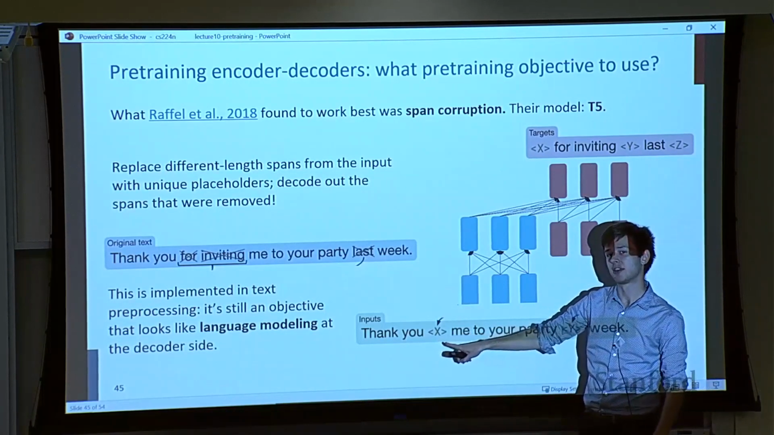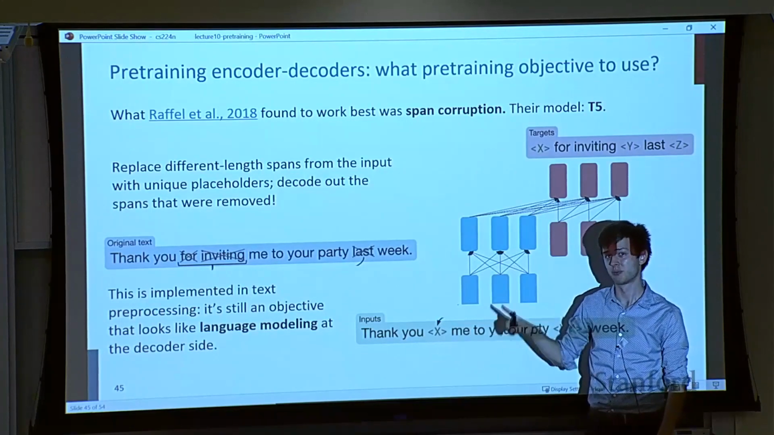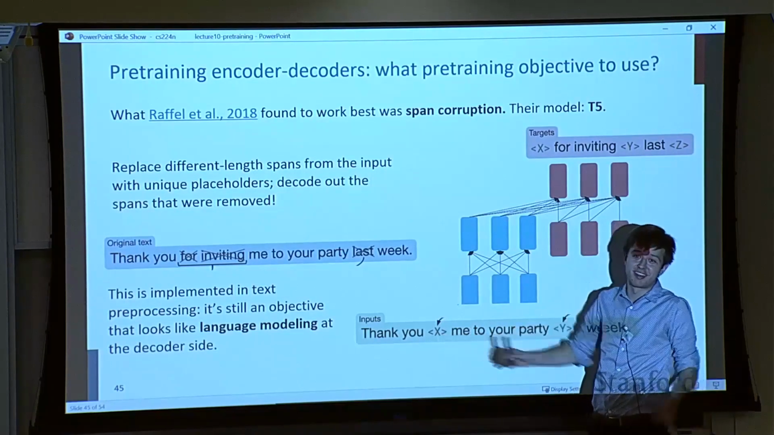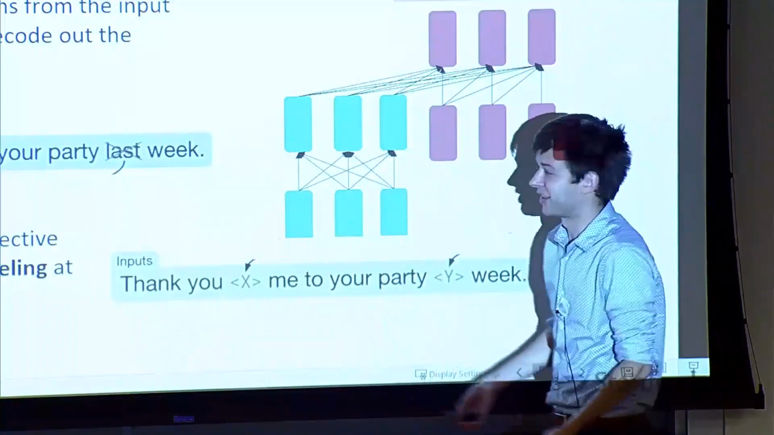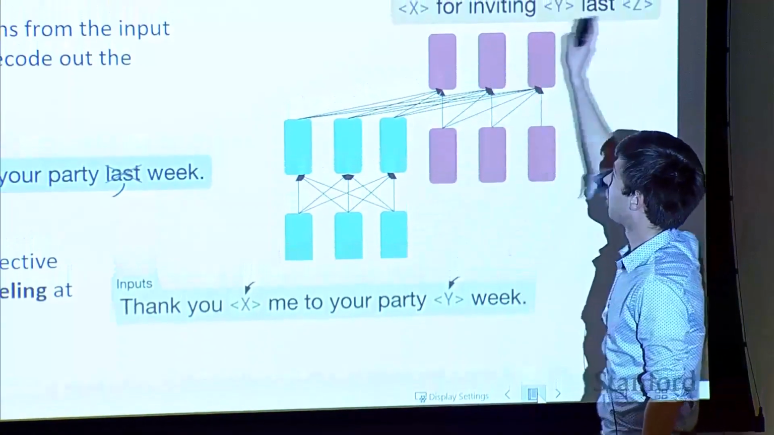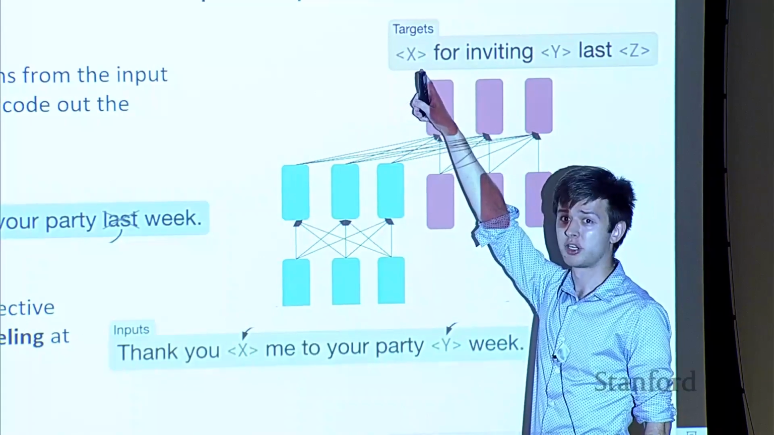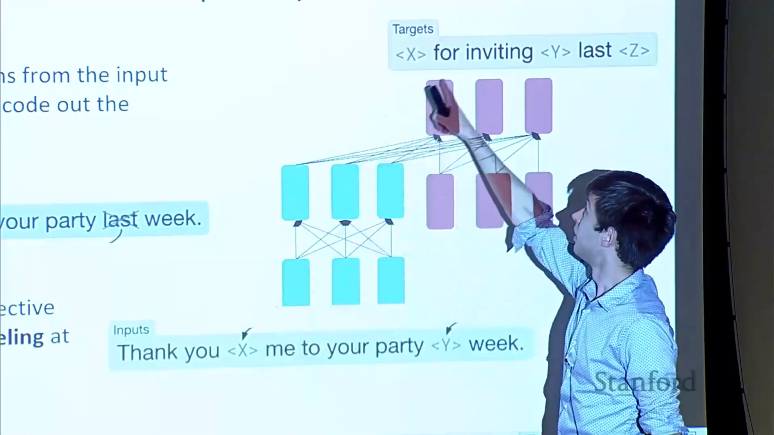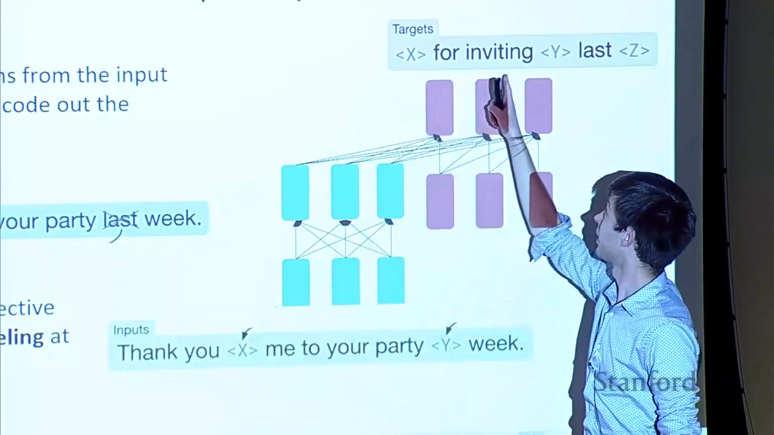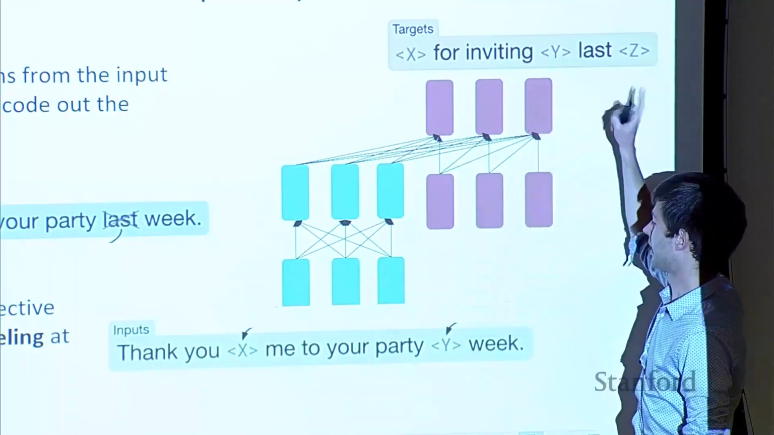Also, really interestingly, this doesn't say how long the missing span is supposed to be. That's different from BERT, right? BERT said you masked this many subwords. This says, I've got some token that says something's missing here, and I don't know what it is. I don't even know how many subwords it is. Then you have this in your encoder, and your decoder predicts the first special word, this X here, and then what was missing: for inviting. So thank you, X, for inviting, and then it predicts Y, and then what was missing from the Y: last week.